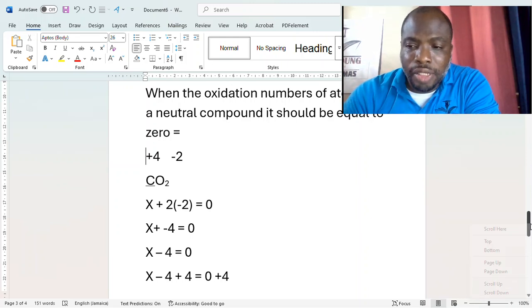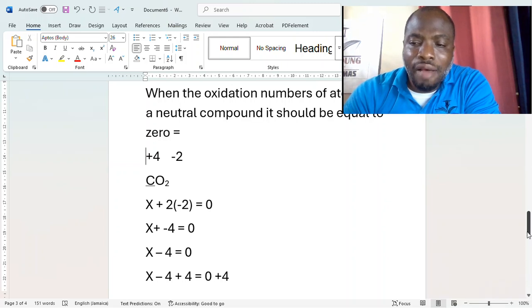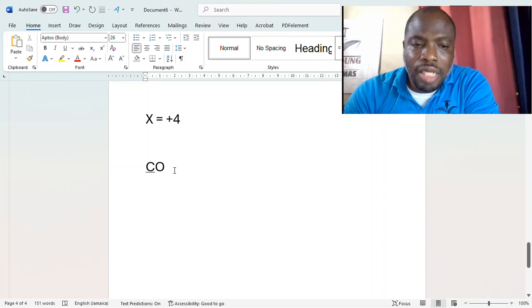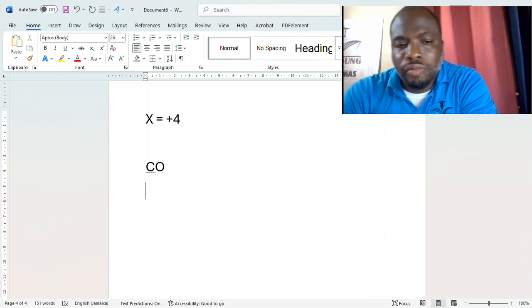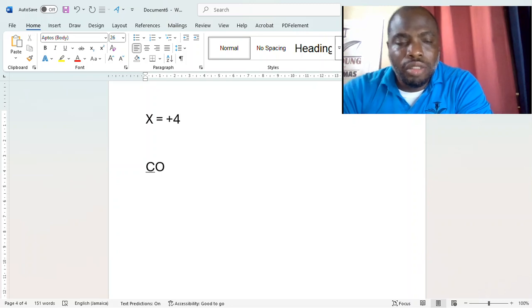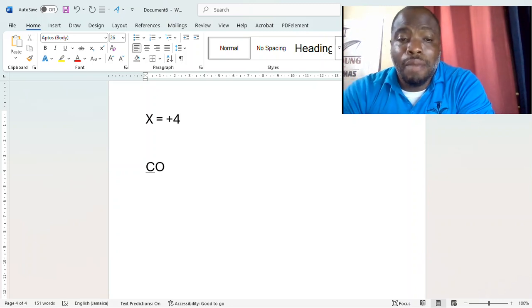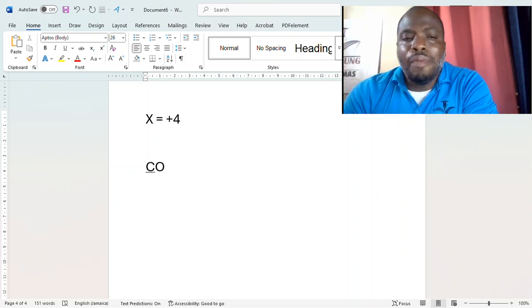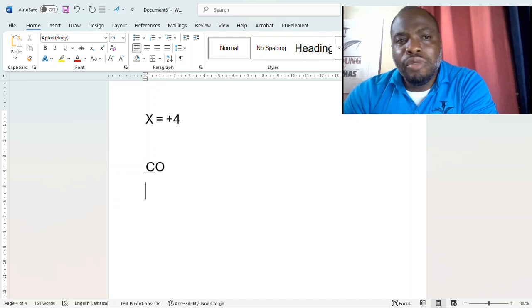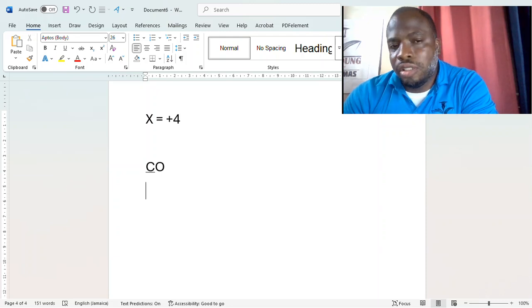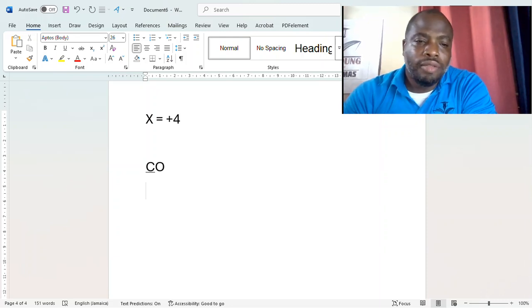So let's prove the point. We said that we have carbon monoxide to work out. So again, we're asked what is the oxidation number of the carbon in carbon monoxide. And again, we apply the rules. The rules are there to help you. If you can pick out which rule you're going to use, it's going to make it great.